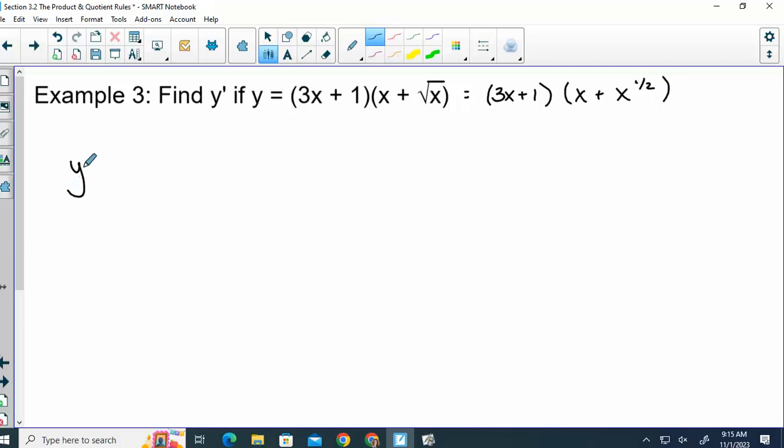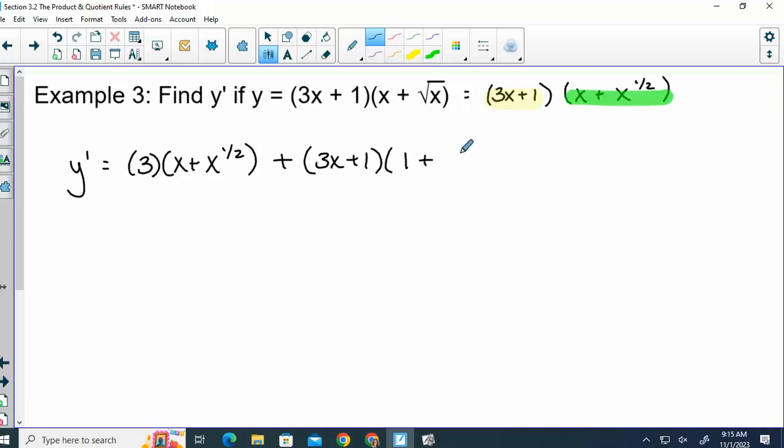So, my derivative. We have this parenthesis times that parenthesis. So product rule says derivative of the first one. What is the derivative of 3x plus 1? Times the second one plus the first parenthesis times the derivative of the second parenthesis. So the derivative of x would be 1 plus the derivative of x to the 1/2.